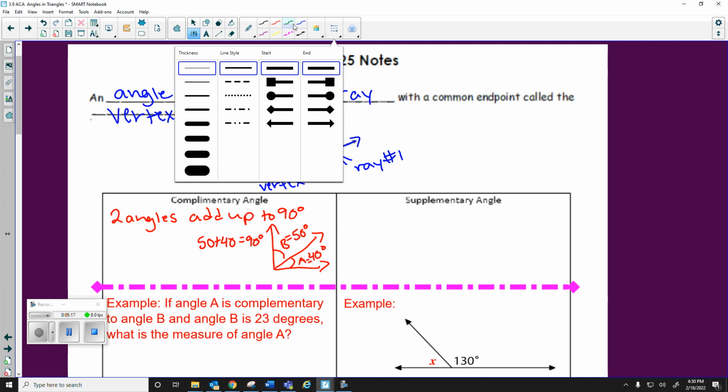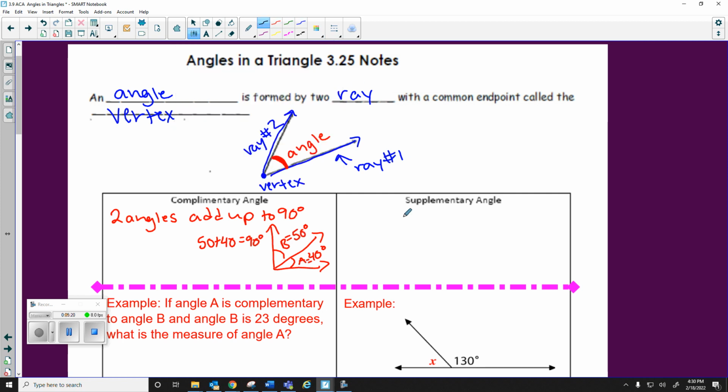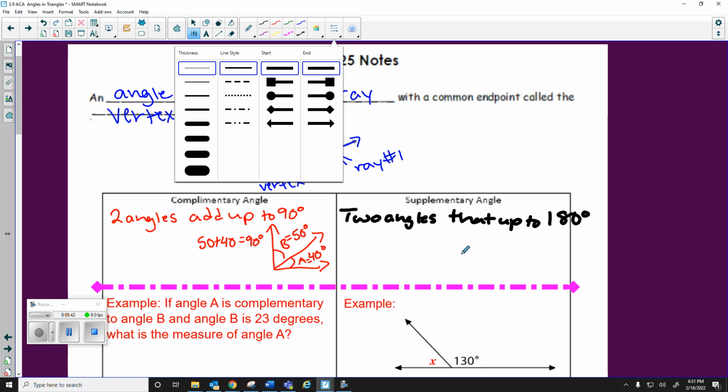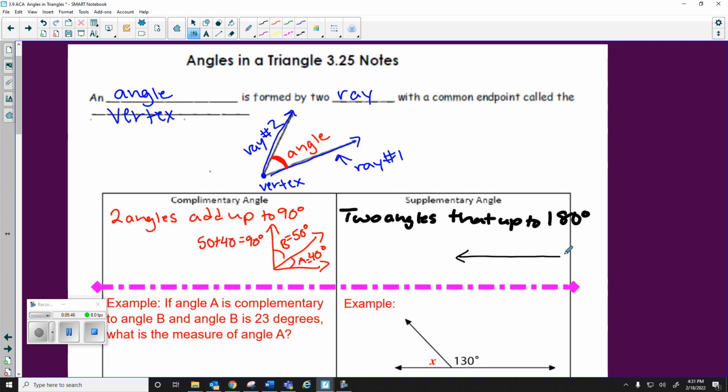Okay, over here on the next one, we have supplementary angles. Supplementary angles are two angles that add up to 180 degrees. And if you know 180, that means they make one straight line when you put the two angles together. Okay, so for example, let me make it skinnier. They add up to 180.